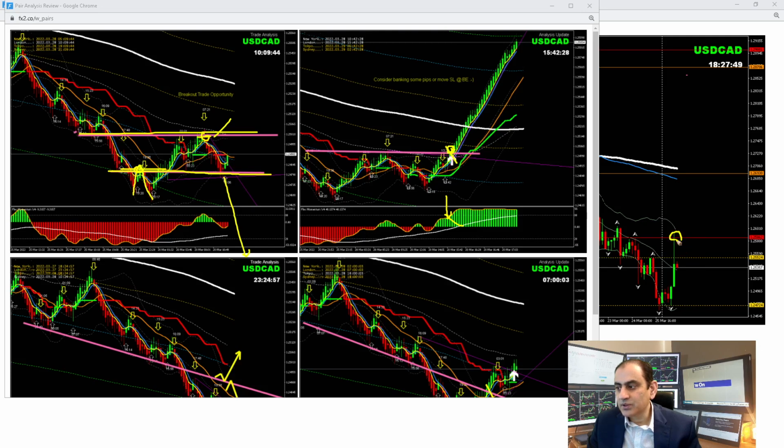The profit target was the previous high. As you can see here, this one is the weekly resistance line. You can see here, as soon as the price hit this level, I explained to my traders, enjoy the pips, guys. So we have an amazing trade on dollar CAD.